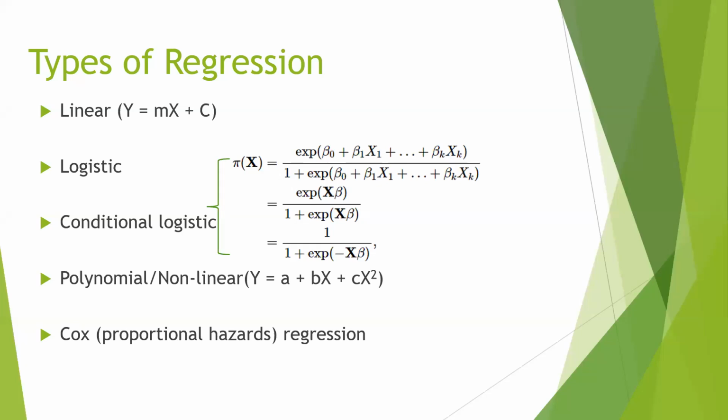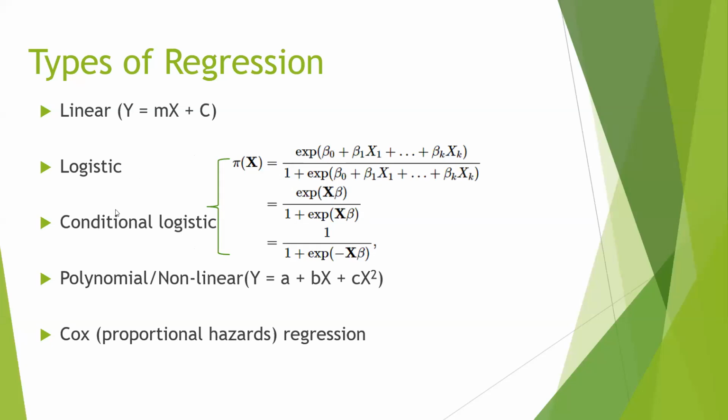If your dependent variable is continuous, then you have to apply linear regression. If your dependent variable is dichotomous, or categorical variable, then you have to apply logistic regression. If your dependent variable y is ordinal variable, then you have to apply multinomial logistic regression. If you are using a dichotomous variable with some condition, let's say a matched case control study, there you have to apply conditional logistic regression.